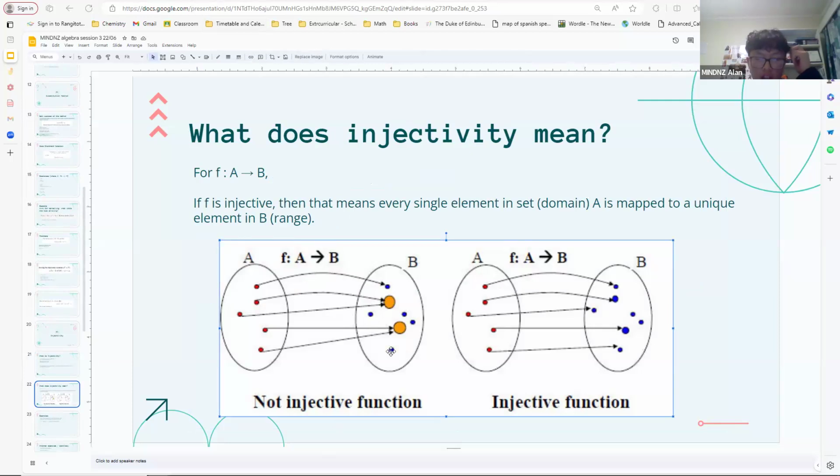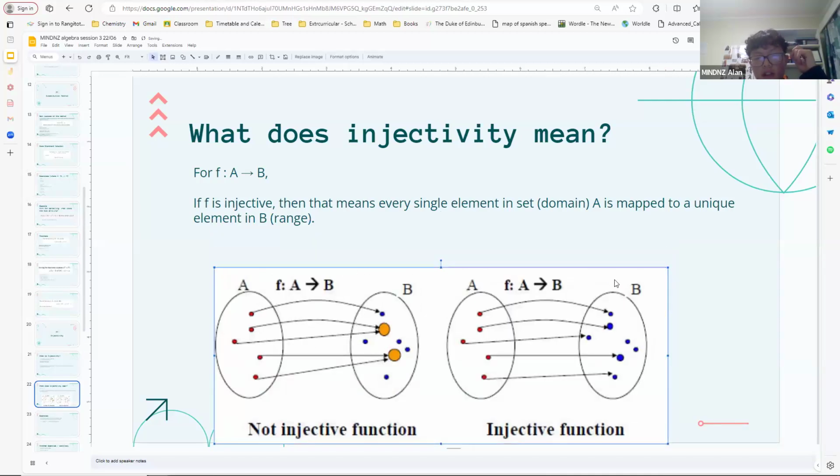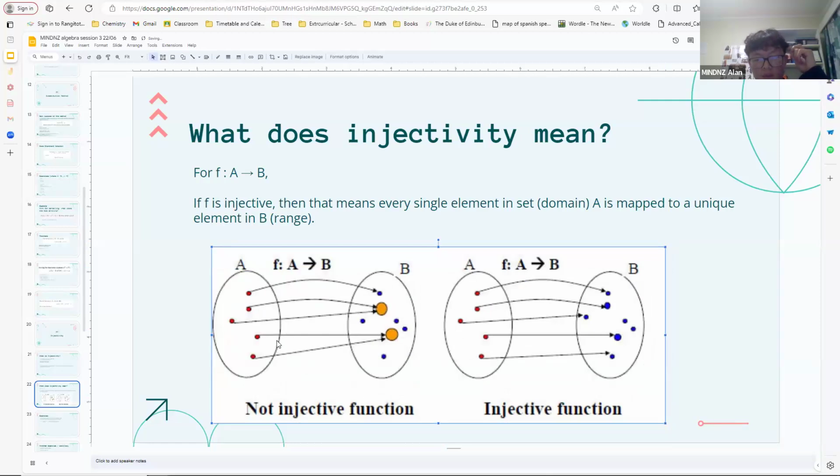So in the first diagram, we have that f is not injective because we have these two dots mapped to a single element in B. But then in the second diagram, we have that all of the elements or the dots in A are mapped to a unique element in B. Does everyone understand?